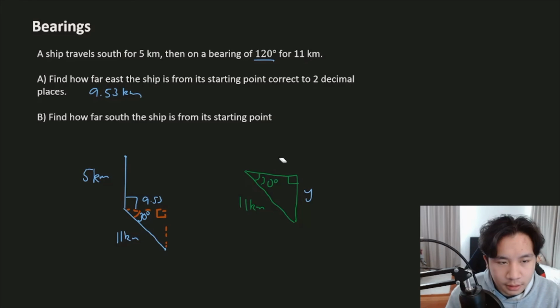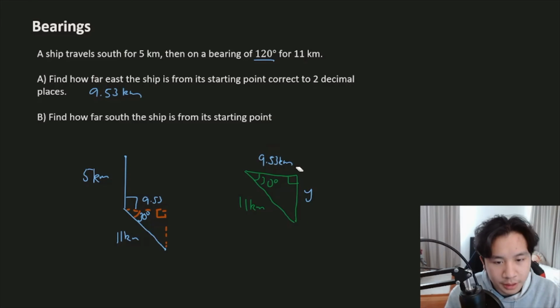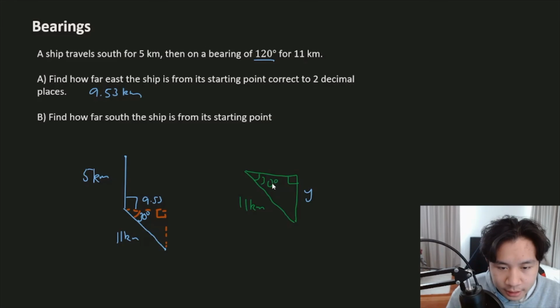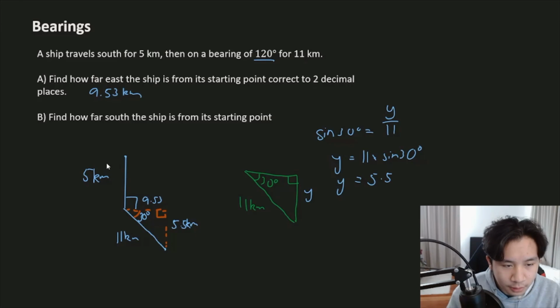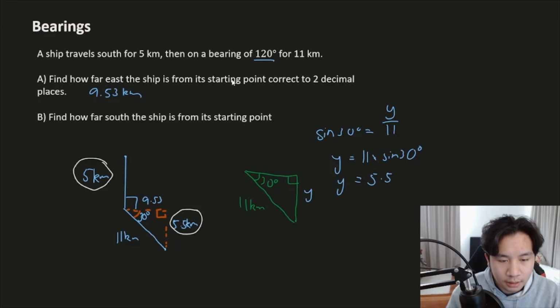Now I'm going to get rid of this, because this is an approximation to 2 decimal places. But I know that 11 kilometers is exact, so I'll be using that instead. It'll give you a more accurate answer. In this case, I can use sine, which is equal to y over 11. So y is equal to 11 times sine 30. This should give you 5.5. And since this is 5.5 kilometers, how far south it is is just this 5 plus this other 5.5. If you add it together, you should get 10.5 kilometers.